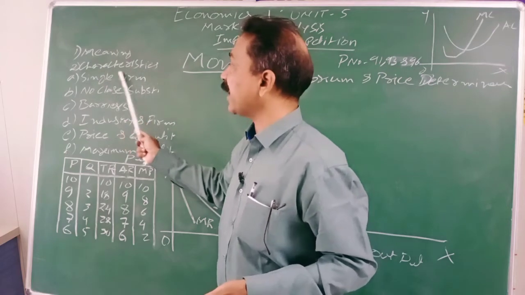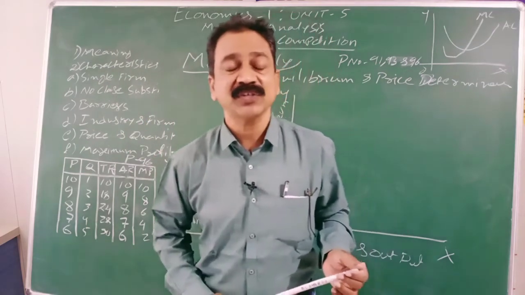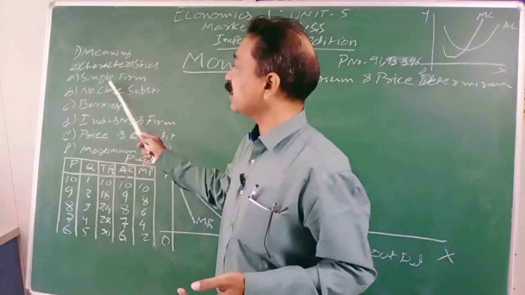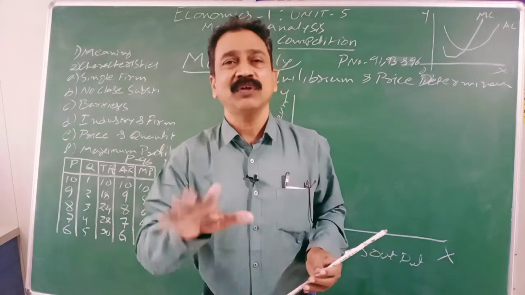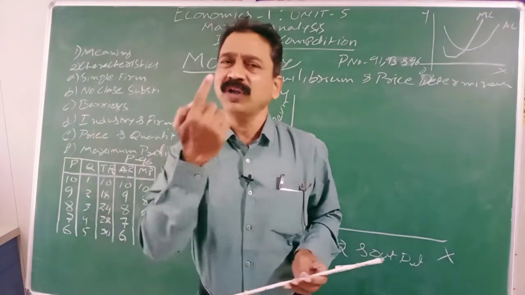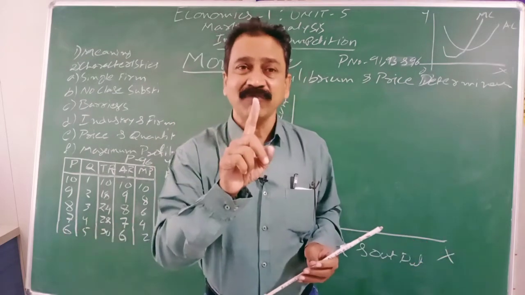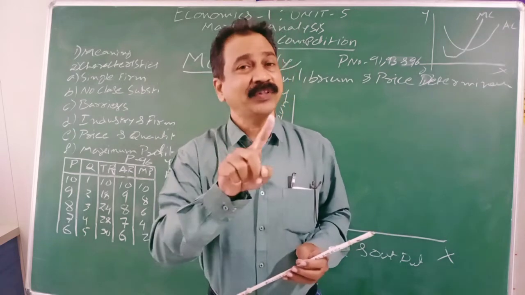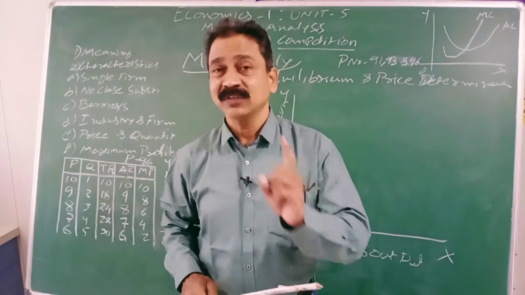Next we will see the characteristics of monopoly. What are the characteristics of monopoly? Characteristic number 1, it is a single firm. There is no difference between firm and industry. Only one firm, that is the industry. It is only one firm which is producing and selling in the market without any competition. So that is a single seller.